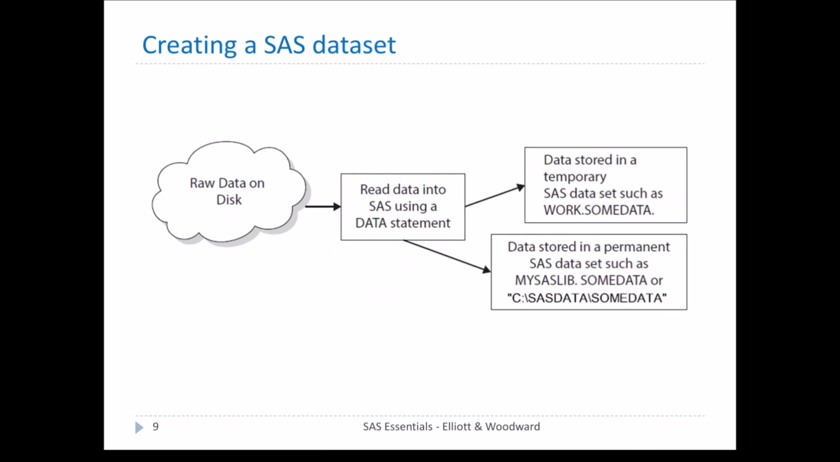This graph shows you how SAS reads in data. First we start with raw data on the disk, as you see in the little cloud. Then you read the data into SAS, typically using a data statement. And then from that point, we can choose one of two ways to save that data. We can save it or store it in a temporary SAS data set, such as work.somedata, or we can store it in a permanent data set, such as mysasdata.somedata, or using the Windows file name, C:\SAS\somedata.